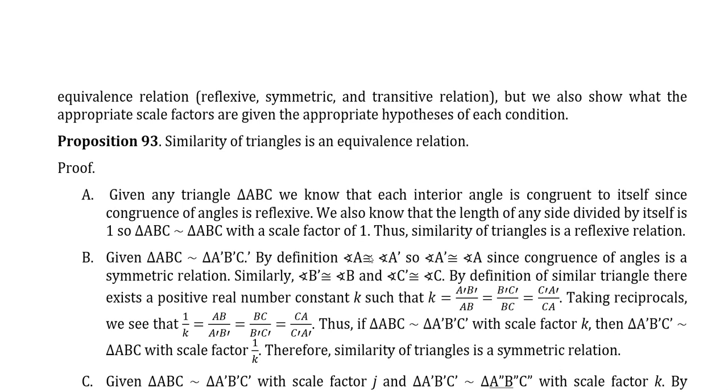We also know that the length of any side divided by itself is 1, so triangle ABC is congruent, or well, it's congruent to triangle ABC, but it's also similar to triangle ABC with a scale factor of 1. The similarity of triangles is a reflexive relation. Notice I didn't say triangles are reflexive, I said similarity of triangles is a reflexive relation. Now, so we've got reflexive.